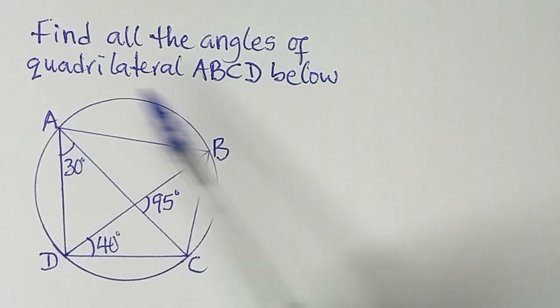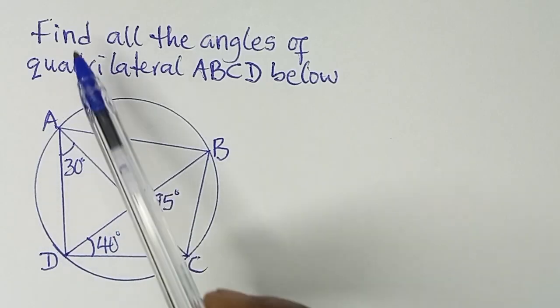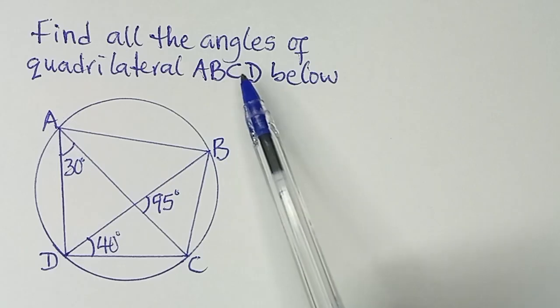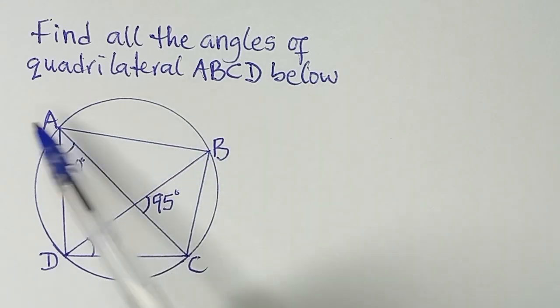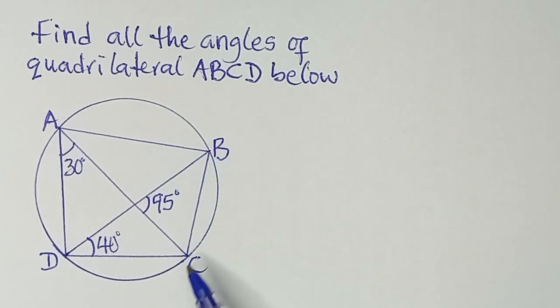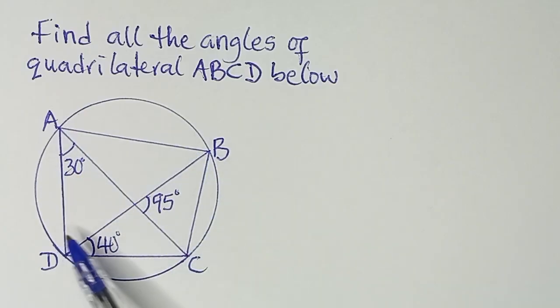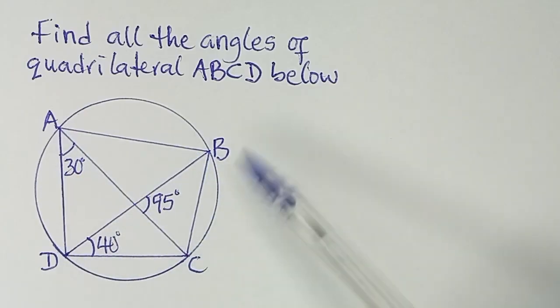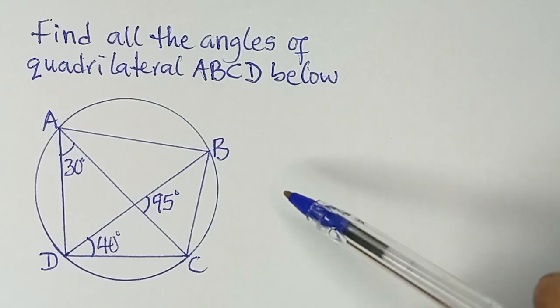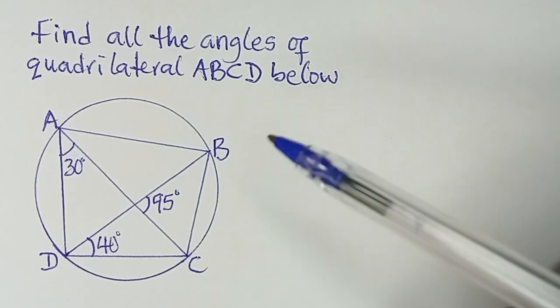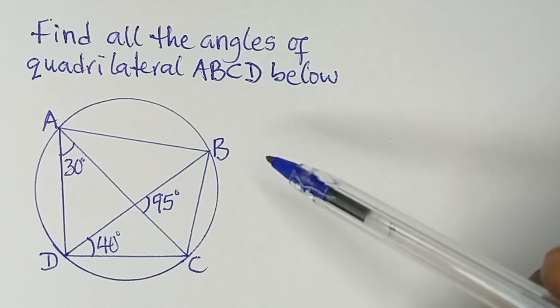Now, this circle geometry problem says that we should find all the angles of quadrilateral ABCD below. So this is quadrilateral ABCD. So we have to find all these four angles, complete angles. Now, for us to do that, let's apply the theorem that says that angles in the same segment are equal.